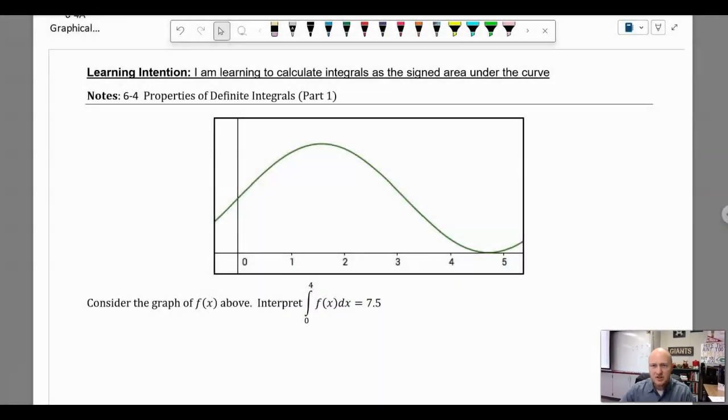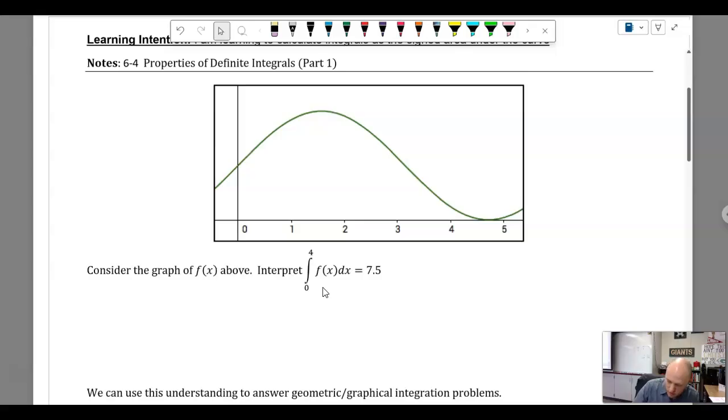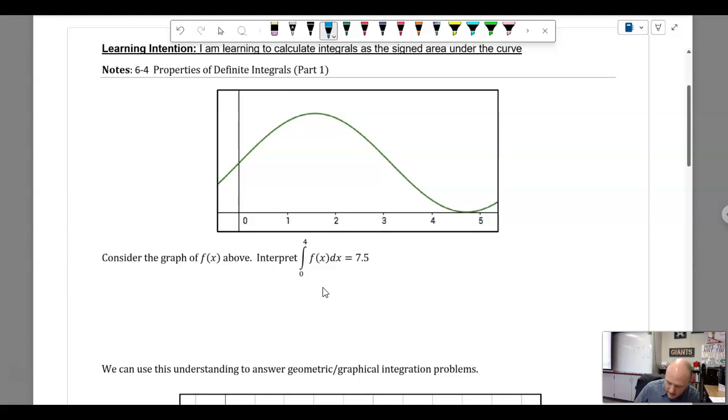We're going to talk about properties of integrals, and we're going to start calculating integrals with a graphical representation. So this is lesson 6 part 1, and we're going to talk about an integral here. They say interpret the integral from 0 to 4 of f of x dx, where f of x is this curve above. Remember, integrals are just area under the curve. So our interpretation here is going to be area under the curve.